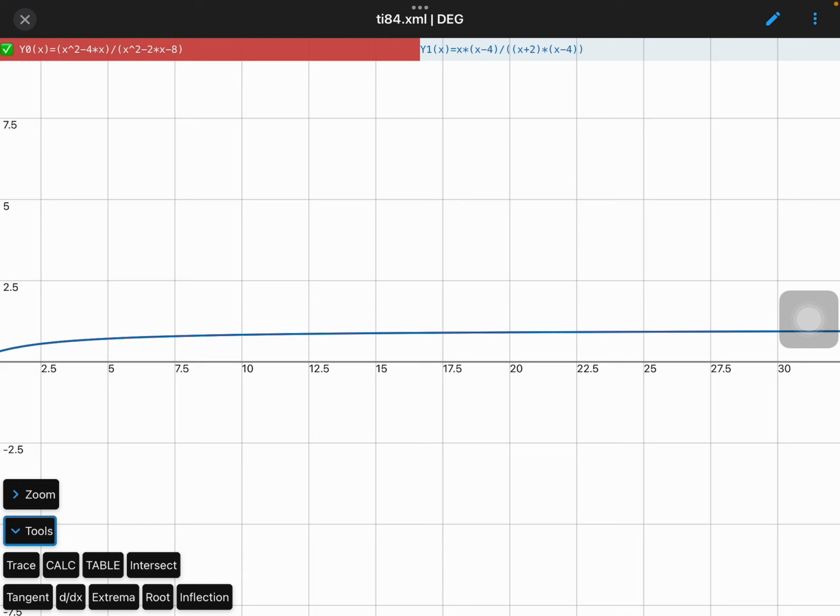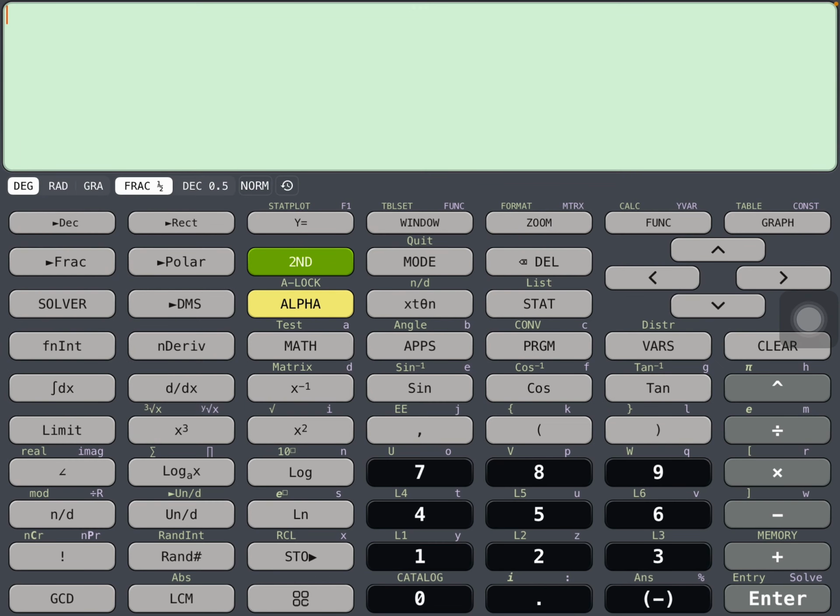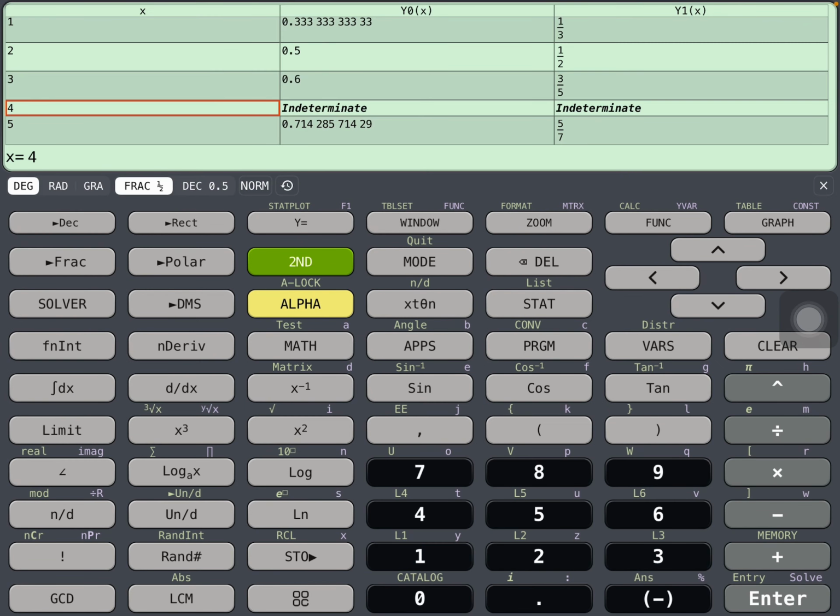On your calculator, there will pop up a small x equals down at the bottom of the screen, y equals, and you can type in x equals 4. We can see that in the table here, where x equals 4. It's indeterminate. That's the removable discontinuity. On yours, it might show error when you press second graph showing this table. Instead of indeterminate, you'll see error.